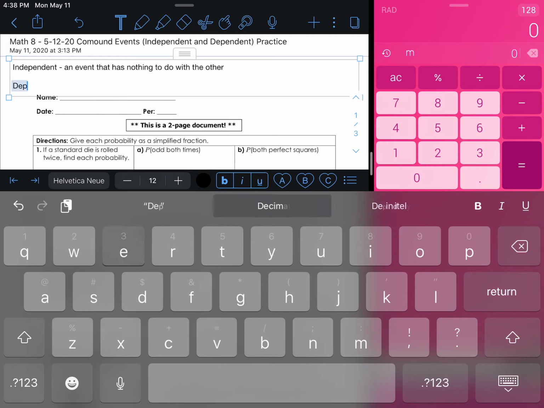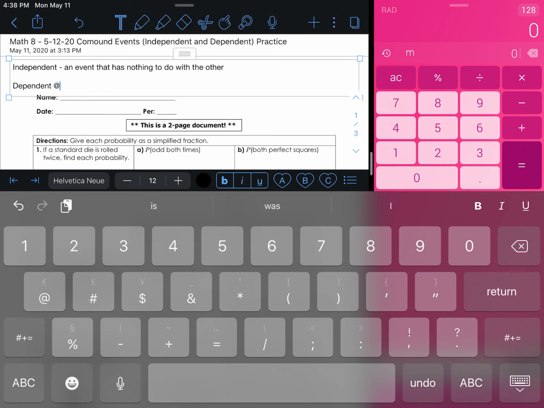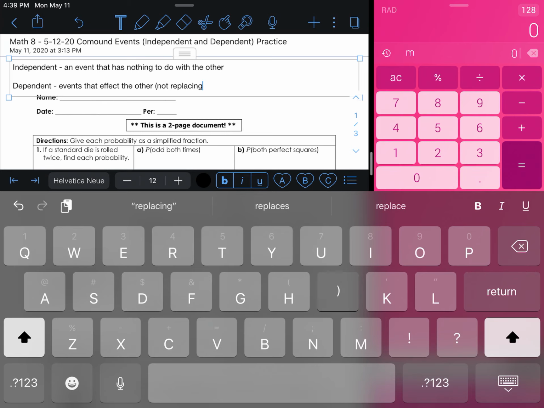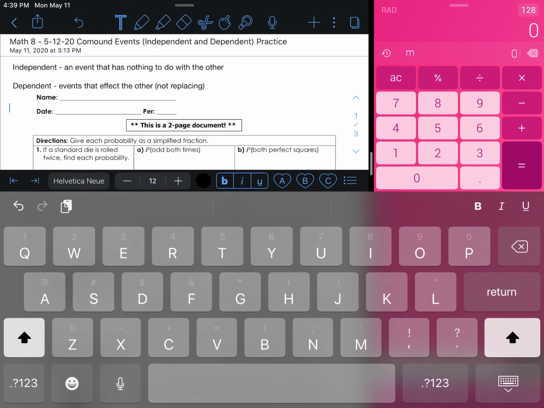Or there are dependent events, and those are events that affect the other, not replacing. When I say it's not replacing, so if I have 10 cards and I pull out one, and the probability of pulling that is 1 out of 10, the next time I pull one, it's 1 out of 9. And the reason for that is because it's not being replaced. So dependent events affect the other.